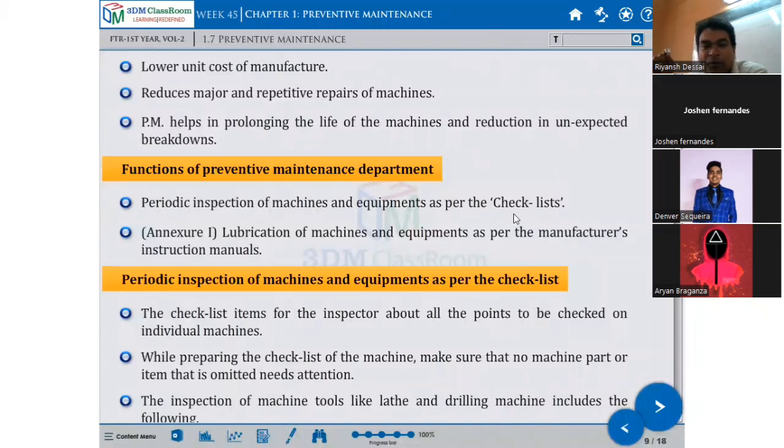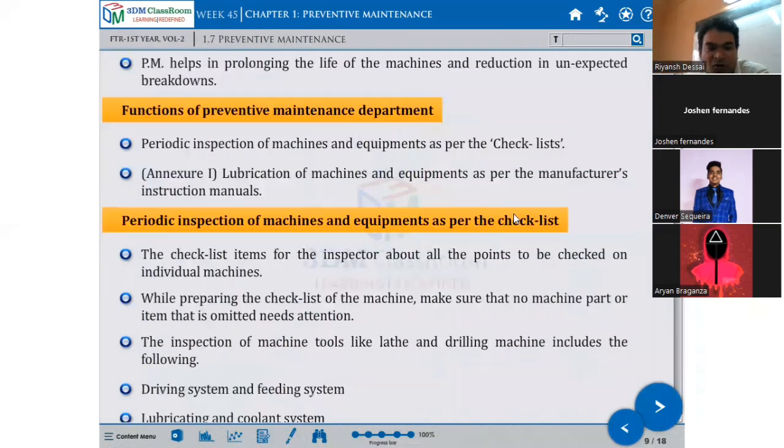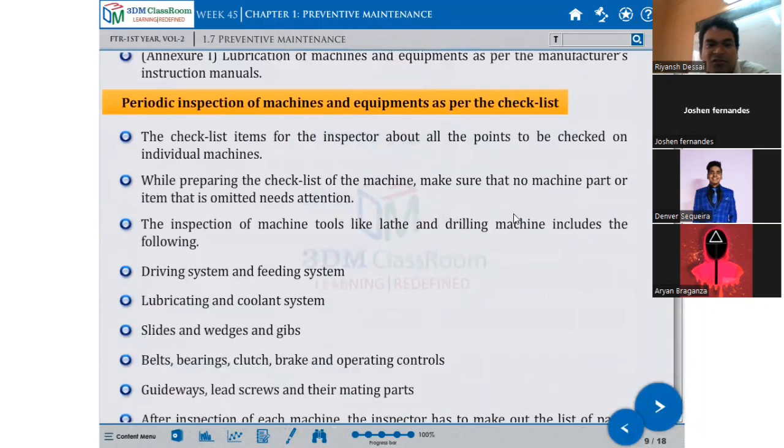Lubrication is done as per the manual the machine supplier has given. You have to follow the manual for permanent lubrication. Periodic inspection of machine and equipment as per the checklist: the checklist for the inspector covers all the points to be checked on the individual machine. While preparing the checklist, make sure that no machine parts or items are omitted that need attention.